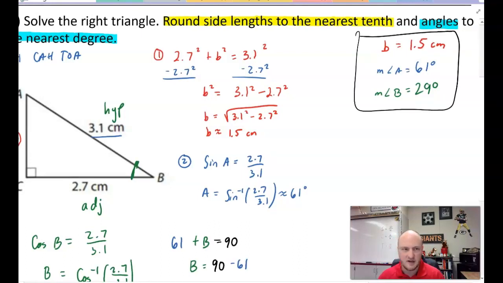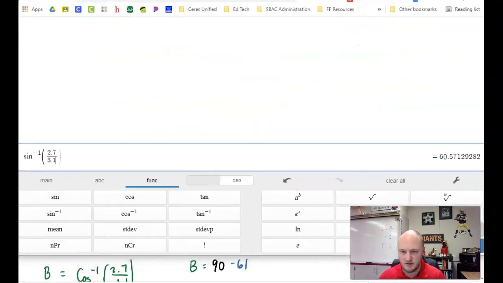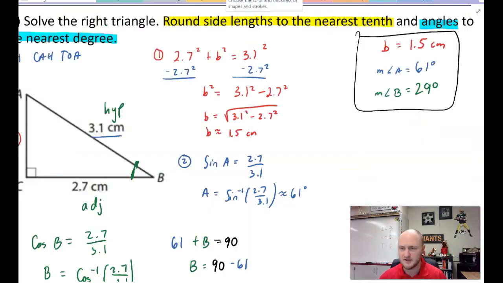And there we go. And if you don't believe me on the triangle sum theorem, if I just change this to cosine inverse, boom, 29 degrees. You get the same thing. Okay? Alright, so there is that example.